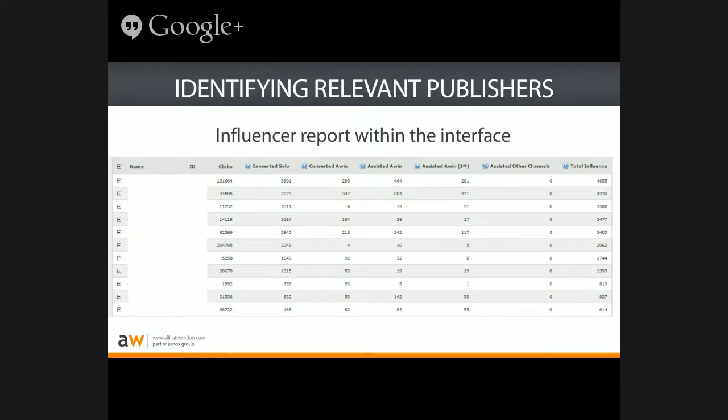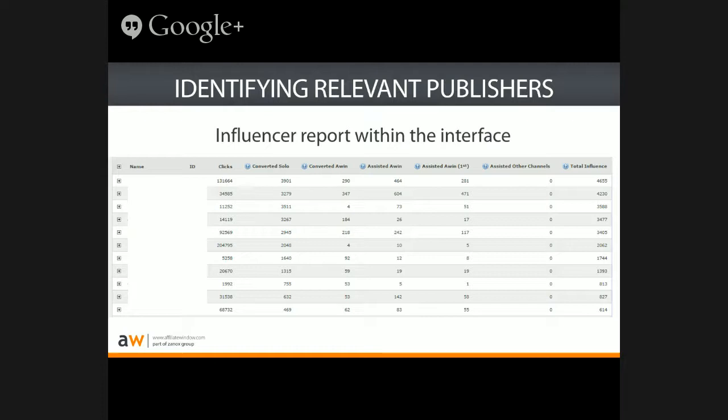Converted AWIN. The publisher converted a sale, but another publisher had been involved, so they've effectively been assisted by another publisher. Total converted is the number of sales that the publisher's converted, either as a solo interaction or where another affiliate has been involved.